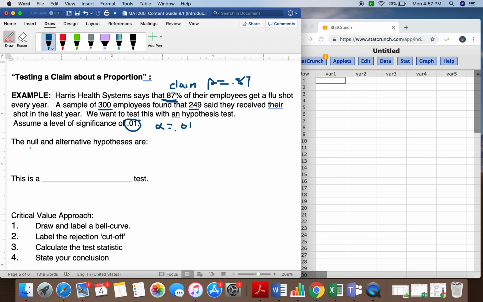So we already did the null and alternative here, but we'll go over that again. So remember, the null is always equals about our parameter, so P equals 0.87. And our alternative is going to be P does not equal 0.87. And remember, because we have the not equal sign, this is a two-tailed test, because we can look for both sides of our normal curve.